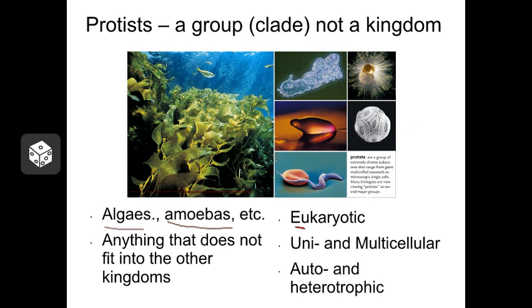All protists are eukaryotic. Some are unicellular, such as the amoeba. Some are multicellular, such as this kelp. Some are autotrophic, such as the kelp again, and some are heterotrophic. Amoebas, whether you were aware of it or not, are extremely heterotrophic. They are giant hunting predators, and so they ooze around and absorb other living things. So again, a very diverse group, but technically not a kingdom.